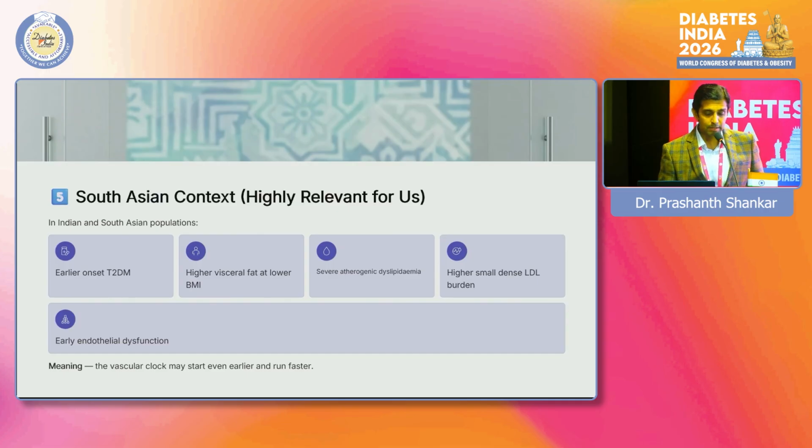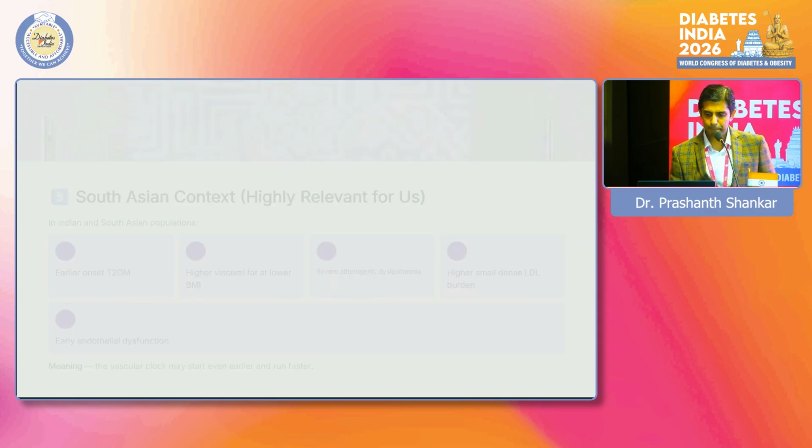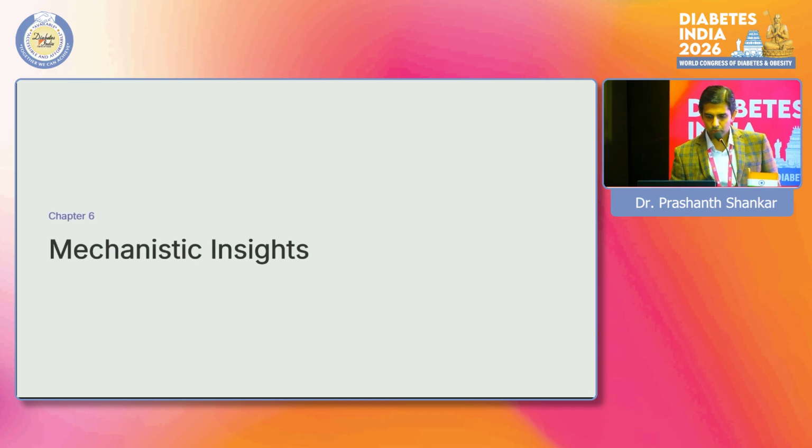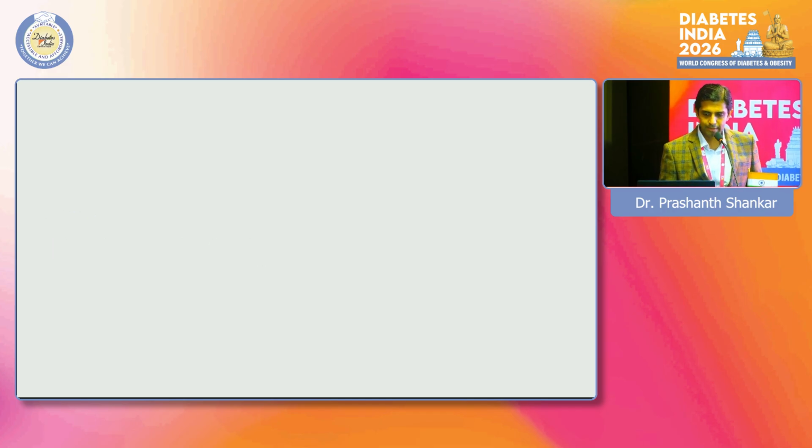In the South Asian context, it is very important. We have earlier onset of diabetes, higher visceral fat, severe atherogenic dyslipidemia, higher small dense LDL, and early endothelial dysfunction. So this is the unified take-home statement. Wikipedia suggested that the clock was ticking at the diagnosis. JAC registry proves that the clock had already been ticking for decades. So, some mechanistic insights into what is happening.